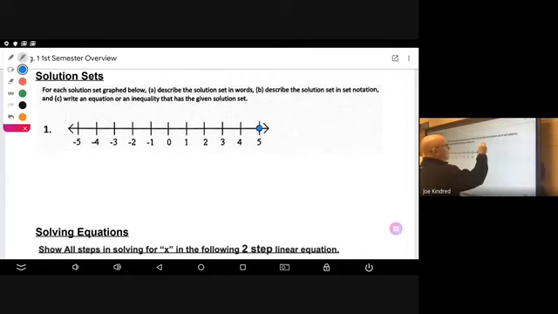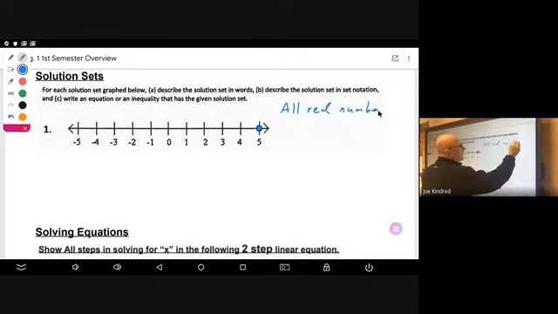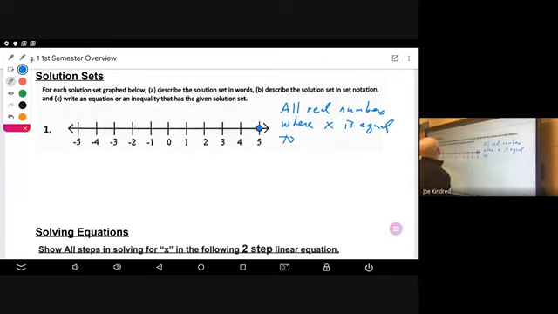Again, slow the video down, pause it. It's a review of how we multiply polynomials. And then finally, to wrap this up, we also talked about solution sets and solving equations and inequalities. When we talk about solution sets, we want to be able to describe them in words, describe them in set notation, and write an equation. In some cases, if you have the equation, graph it. In words, the solution's 5. So all real numbers.